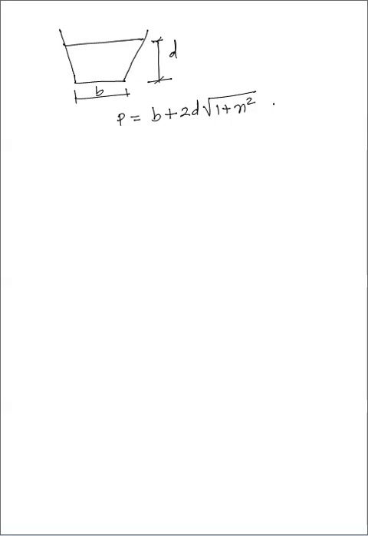And we know the area also. Area is BD plus nD square. Okay, so what is n? Here n is the slope. This is 1 is to n, n horizontal, 1 vertical. Now we know discharge. Discharge is area into velocity.